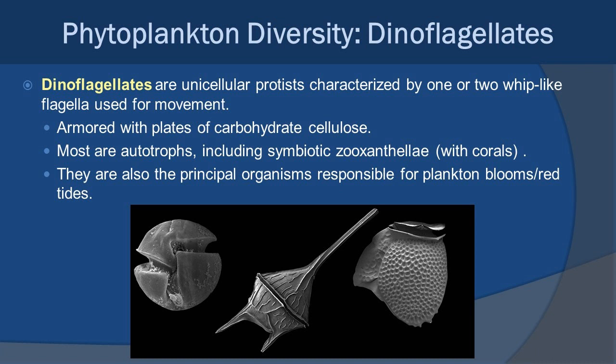So here's another type of phytoplankton called a dinoflagellate. Now, dinoflagellates tend to be unicellular, and they have usually one or two of these whip-like flagella that help them move around. Now, when we say move around, we're not talking about the fact that they can fight a current, but they can move around within their little generalized area. They tend to have armor plates of this carbohydrate cellulose sort of material, and they, again, are autotrophs.